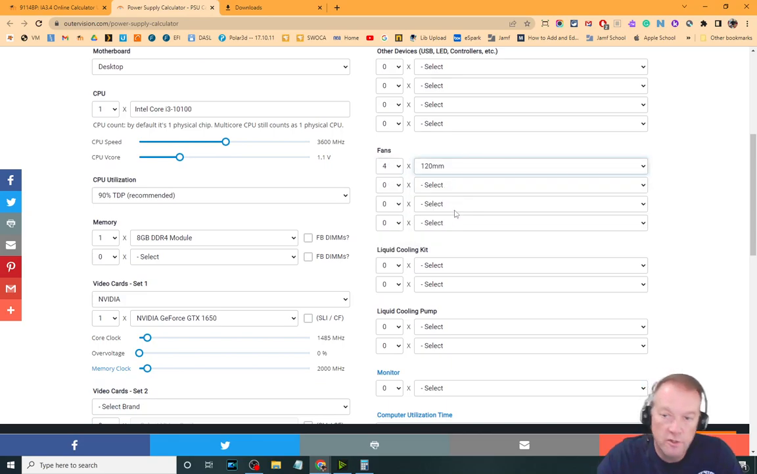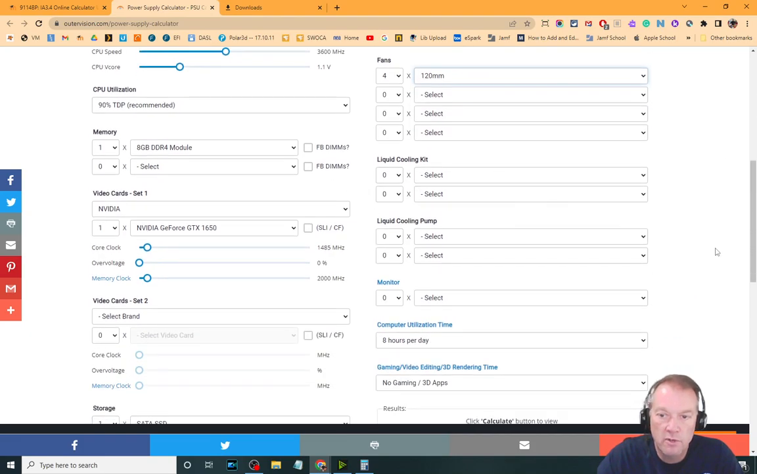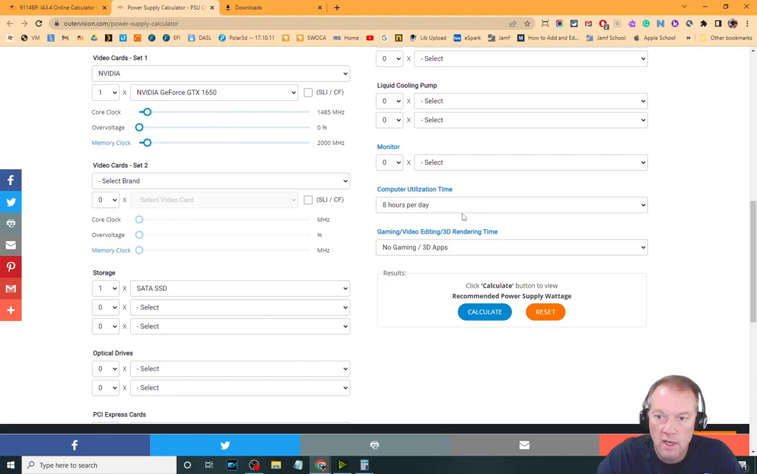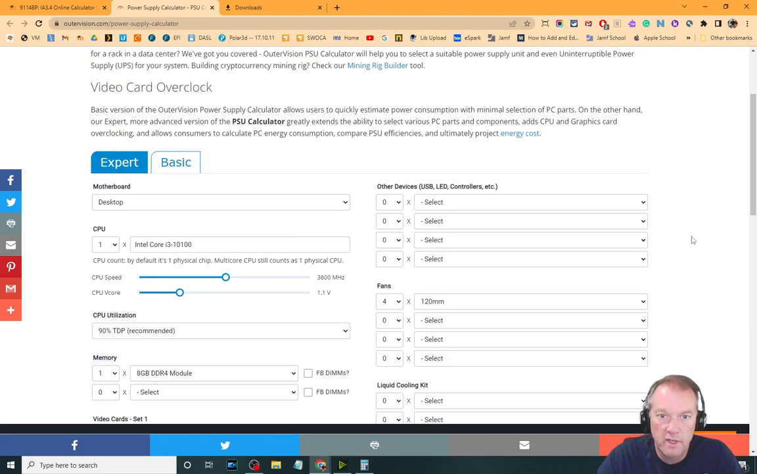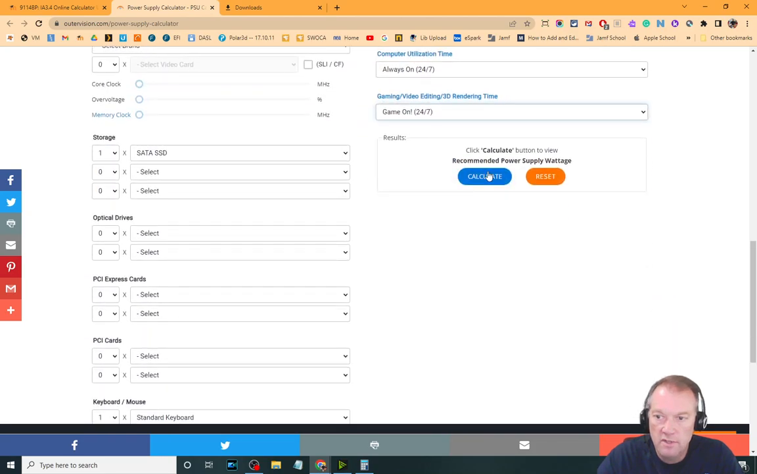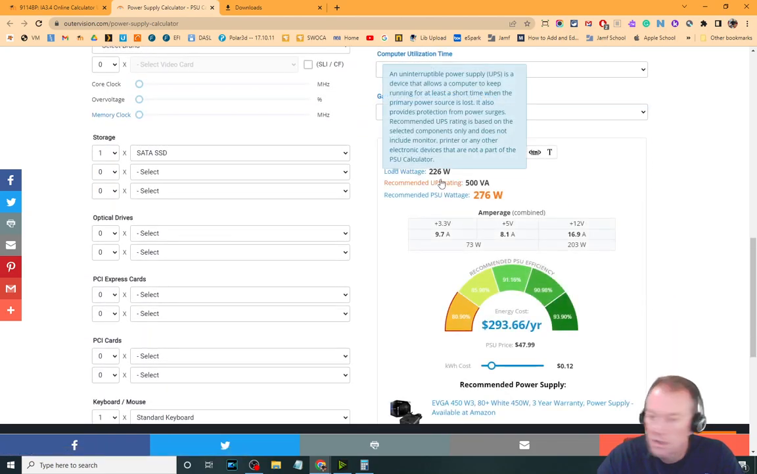And by the way, I know those are 120, those are standard size. 120 millimeter is the standard. These other sizes are not standard sized. No liquid cooling, no pump. Again, we're going to say always on and game on since we're building a gaming PC. Let's see what difference this comes up with our fans.